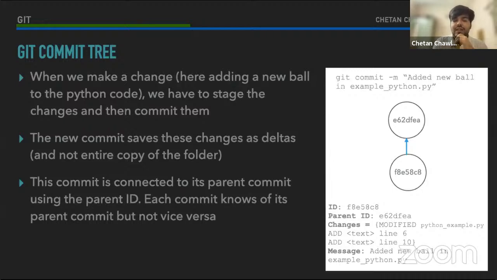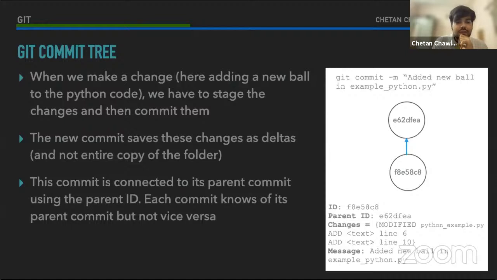So that is to say, the earlier commit does not know where it is going to, but the current commit knows where it is coming from. So it is like reverse linked, not a forward link. So you can always track back changes, but not track forward changes. And this is helpful while we are doing branches. And you'll see why this is helpful in the later slides.